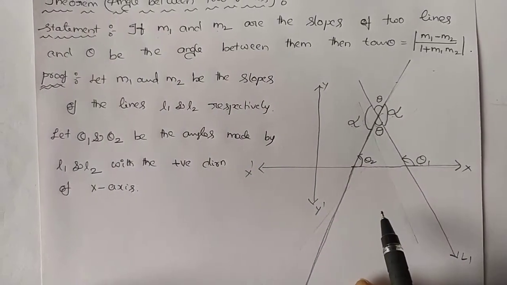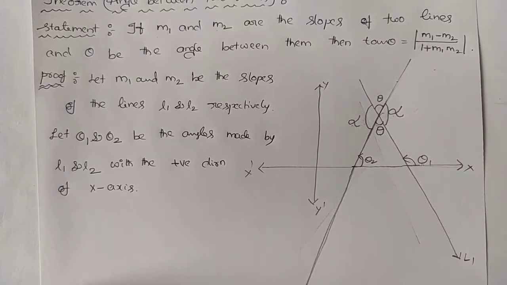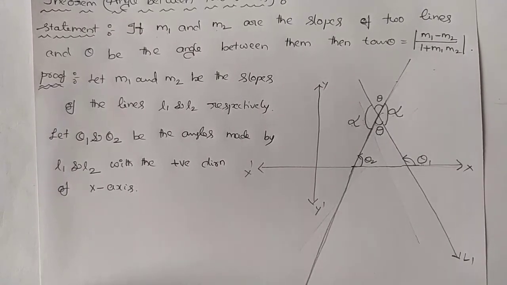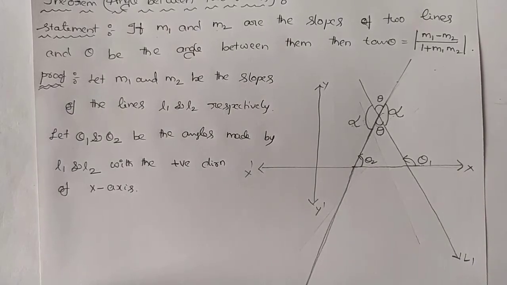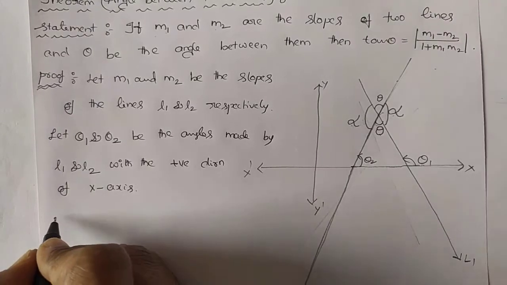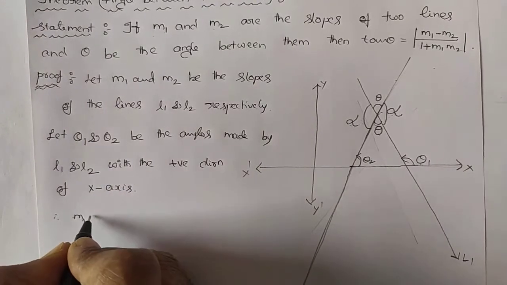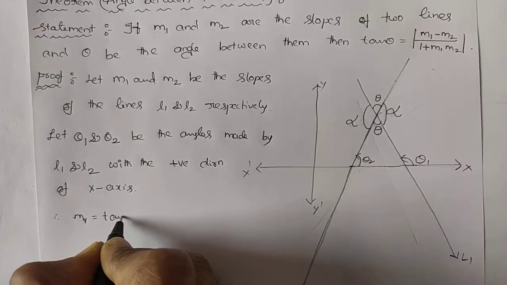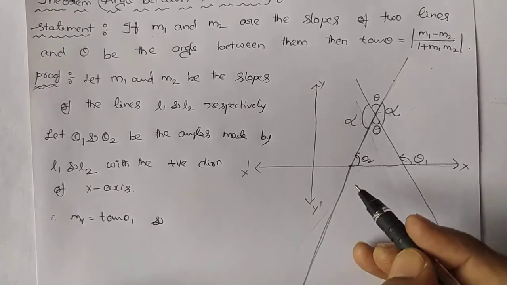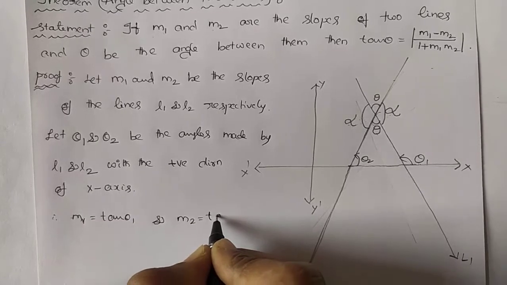Next, what is the slope of the line if the angle is given? In our previous class I already told you that m equals tan theta. Therefore, the slope of the line L1 is m1 equals tan theta 1, and the slope of the line L2 is m2 equals tan theta 2.